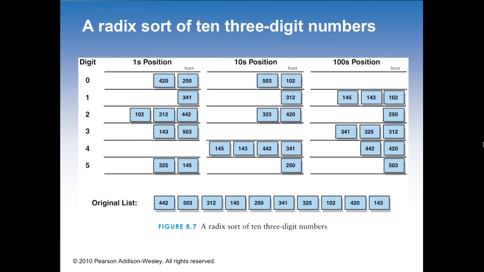So here I have the digits 0 through 5. In the first position I have 420 and 250, and I'm saying that this is the front. And here's the 10s position, here's the 100s position. There's nothing out there yet. So I'm going to take the original list and separate it out into the ones, the 10s and the 100s, into the three components or subsections. But these are separate lists, and the lists are going to hold digits from 0 through 5.